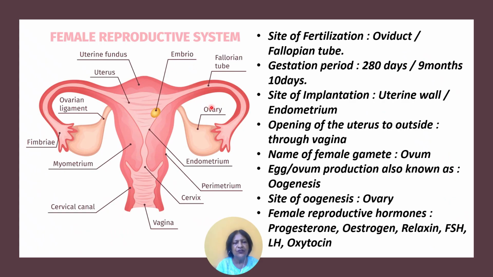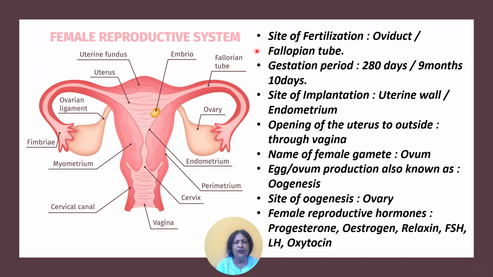This is the structure of a female reproductive system, which has a pair of ovaries, a pair of oviducts or fallopian tubes. It has a uterus, a muscular uterus. Then this uterus opens internally by the cervix, which finally opens to the outside by the vagina.